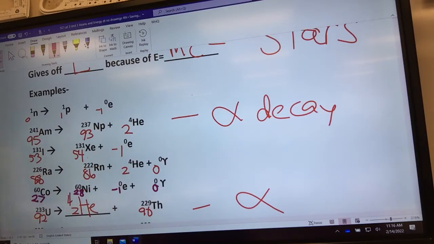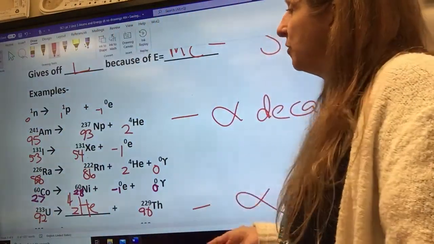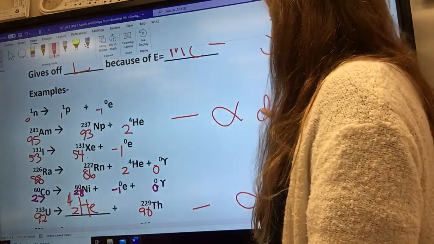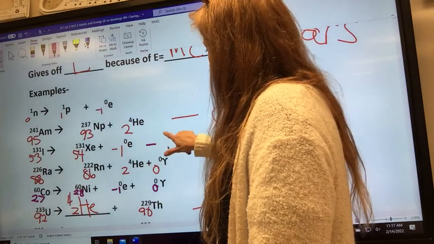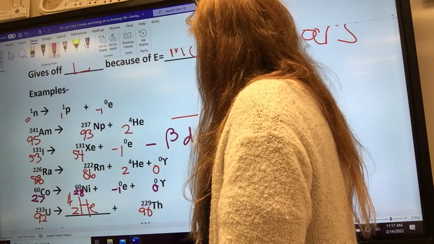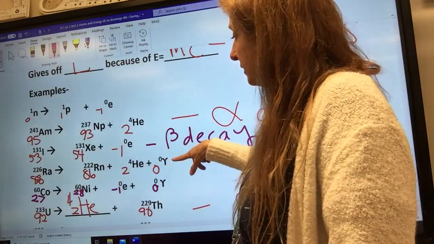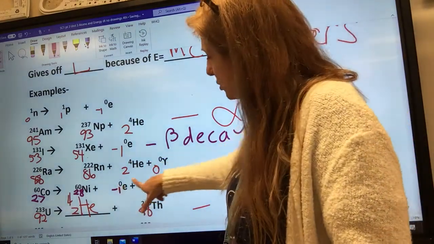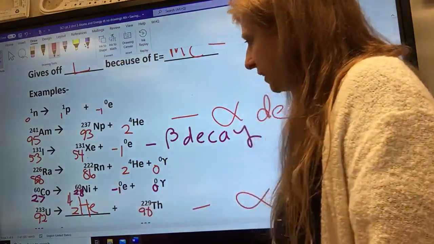Okay, so here's a typical problem. The other thing I make you do is identify if it's alpha or beta decay. Do you see how that gave off a helium? It's alpha decay. This one gave off an electron, so it's beta decay. What's this one? It would have alpha and gamma. This one has beta and gamma. Normally it would still be called alpha decay, and that one would be called beta decay.